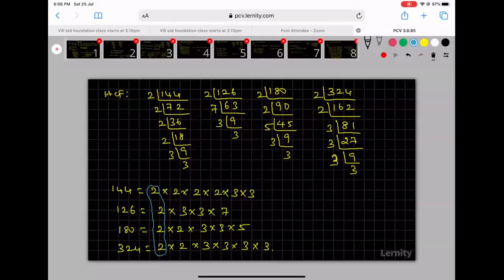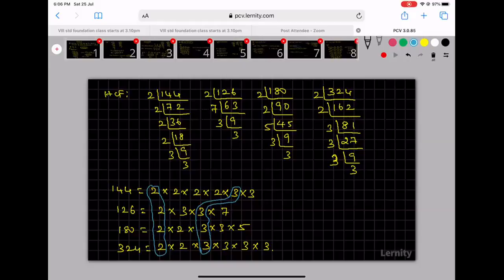1 2 is common. And in this 126 there is no 2, so 2 is not possible for next. Okay, here 1 3 is common.